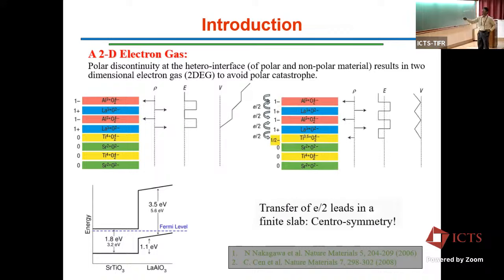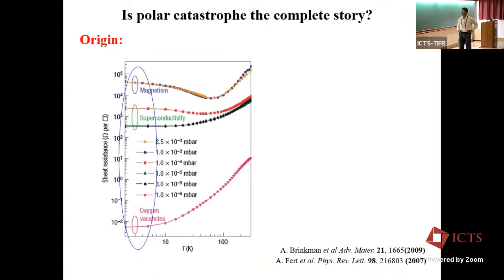So if you transfer half an electron from the top layer to this layer, which is at the interface, then you can see that the potential is no more runaway, everything becomes fine, and you explain why it is metallic. But it was also realized that if you have different oxygen pressure, the way it is made, of course, in ultra-high vacuum with certain oxygen pressure, because you're talking about oxide, you're trying to grow oxides in different ways.